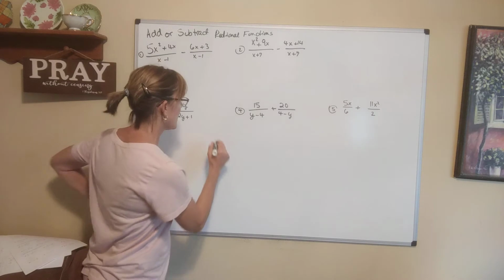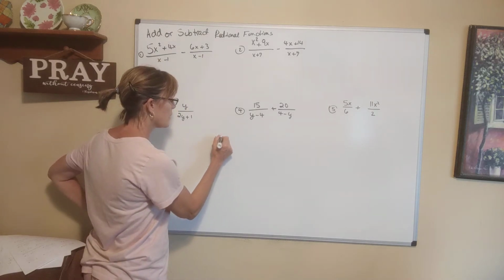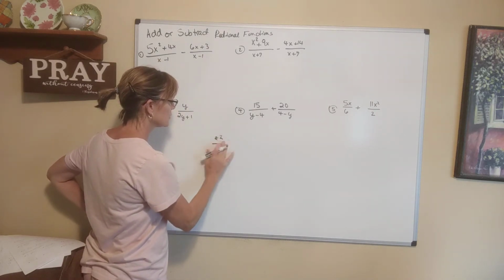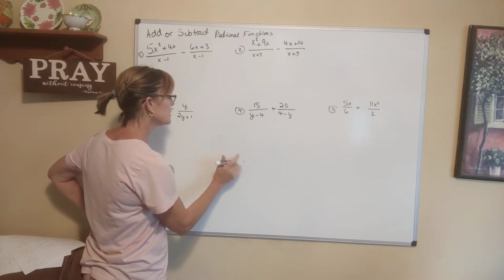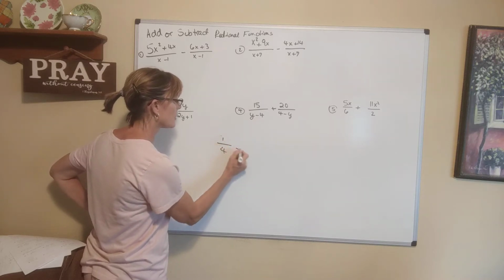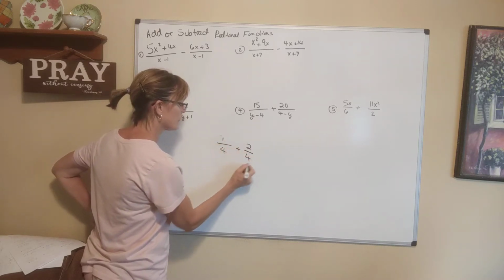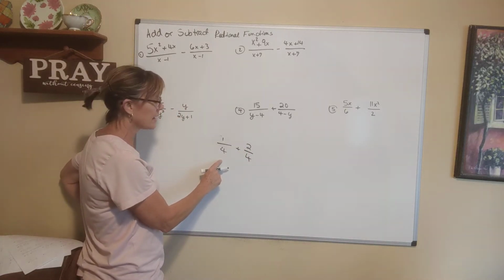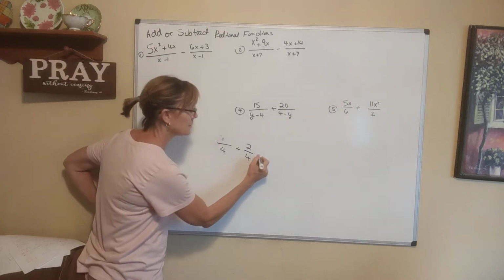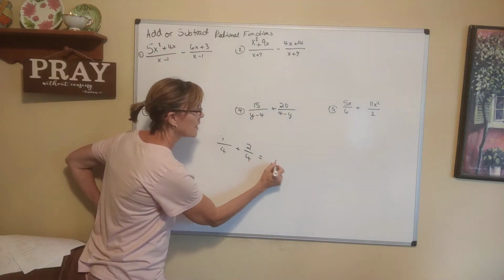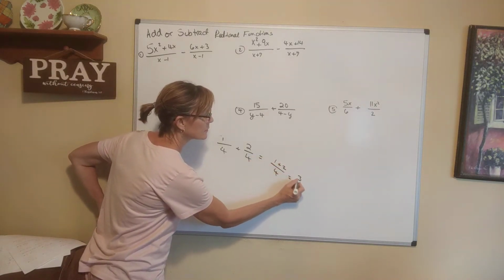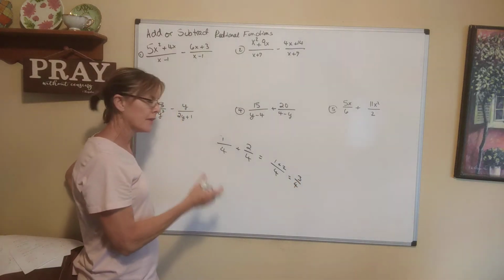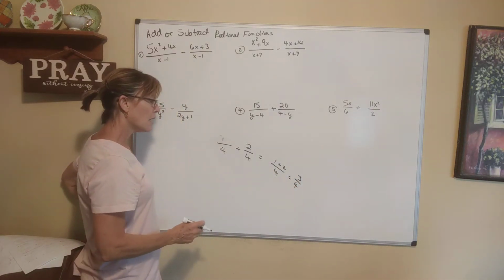Let's just do numbers. Let's suppose we have 1 over 4 plus 2 over 4. When these have a common denominator, we are ready to add. So we keep the same denominator and we combine the numerators. So this would be 3 over 4. You have to have a common denominator.